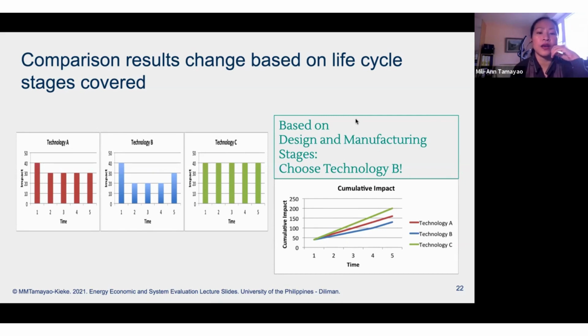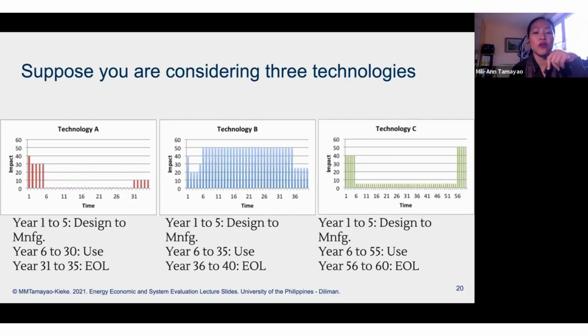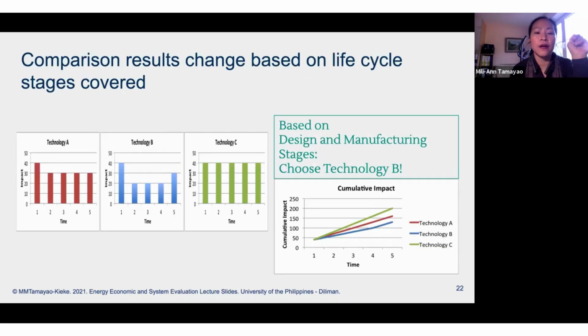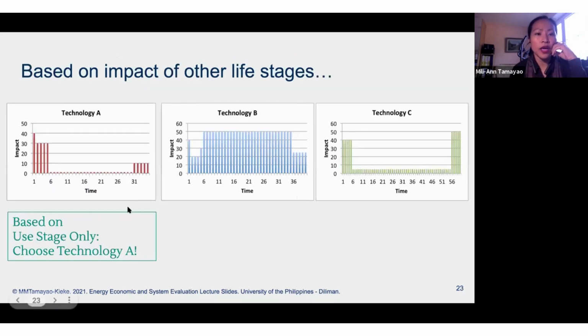Okay, so for example here, alam natin na yung buong picture ganito pala, but if we did not think in a life cycle thinking way, then we might make the wrong conclusions. So for example, here, ang conclusion natin is technology B ang pinaka mababa ang kanyang impact. How about sa ibang life cycle stages, if we include them? If we look at the use stage only, syempre magiging conclusion natin technology A, right?